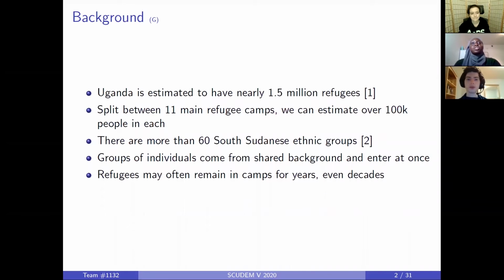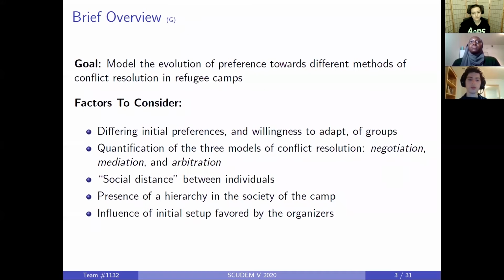First, some background information. Uganda is estimated to have nearly 1.5 million refugees split between 11 main refugee camps. There are more than 60 South Sudanese ethnic groups, and groups of individuals come from shared backgrounds and enter at once. Refugees may often remain in camps for years and even decades.